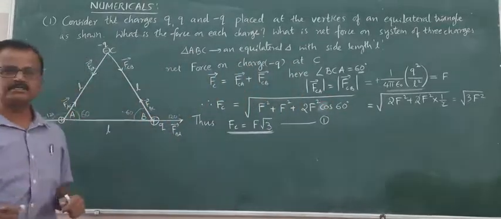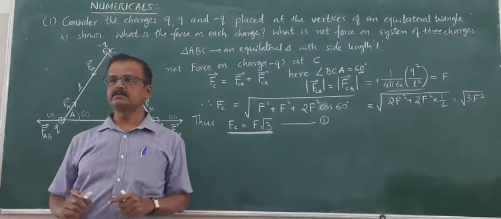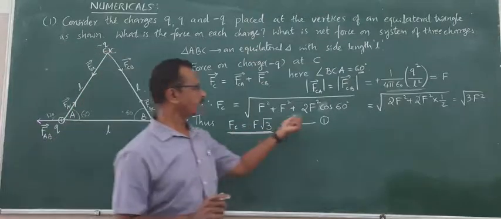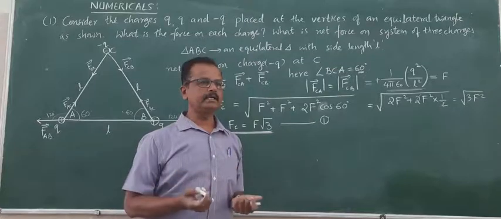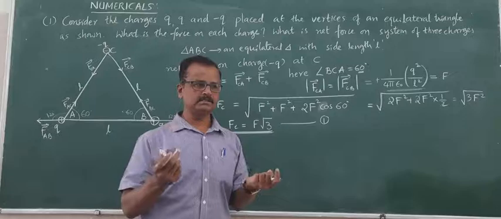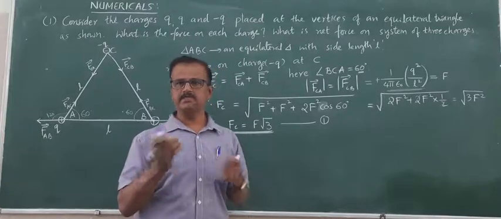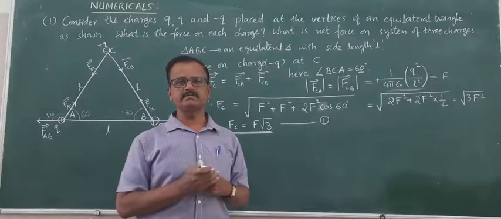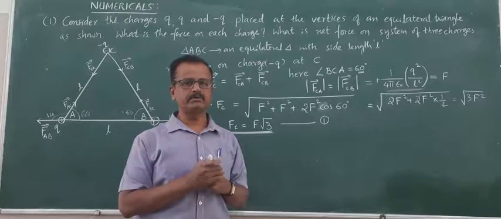The angle between them is 120 degree, right? So we have to take into account cos 120 degree. Cos 120 degree is equal to cos of 180 minus 60. Cos of 180 minus 60 is minus cos 60. Right? So minus cos 60 means minus 1 by 2. That is the only difference we have to take into account.